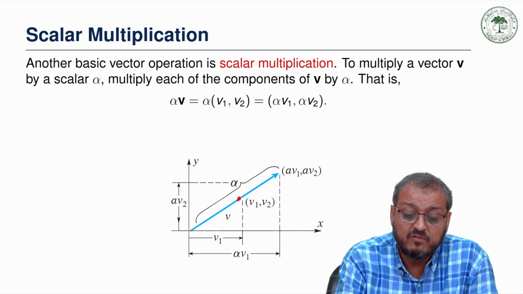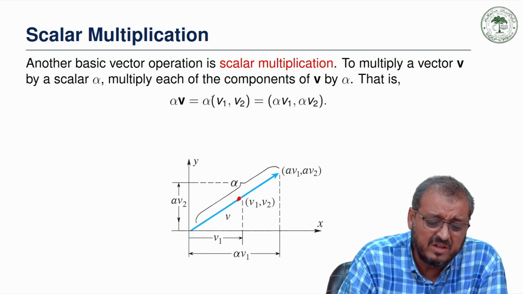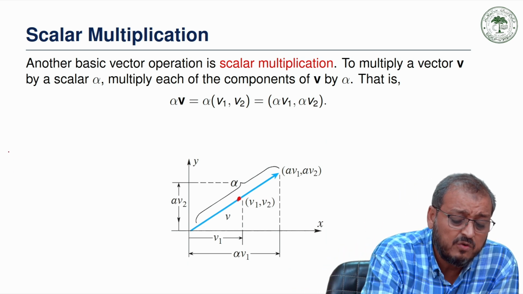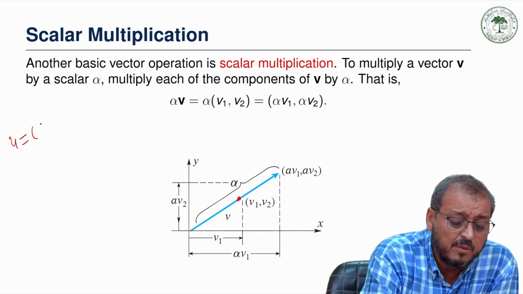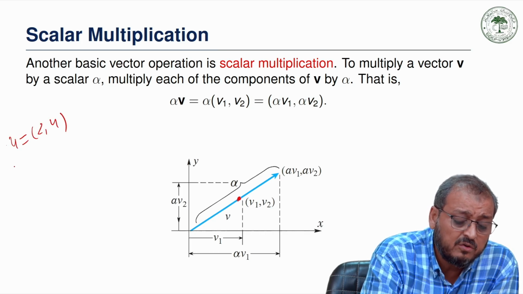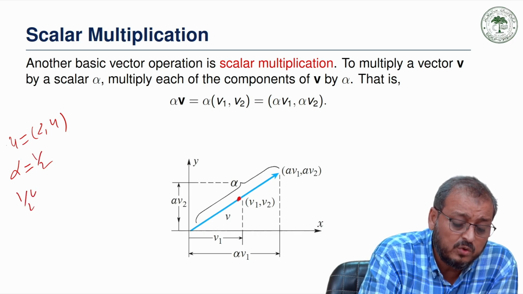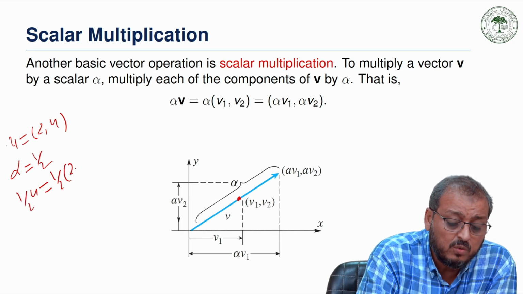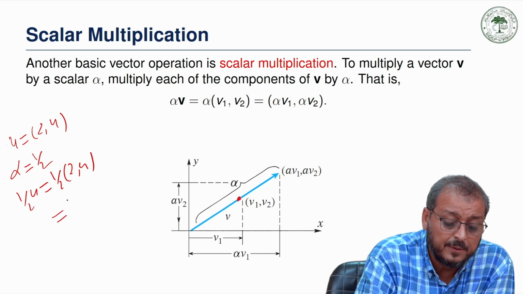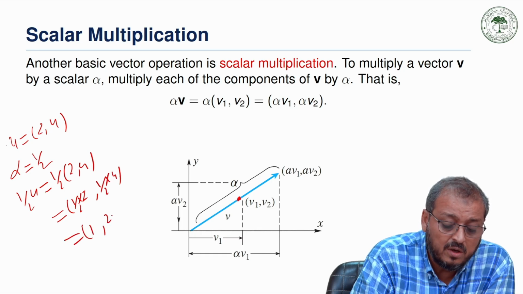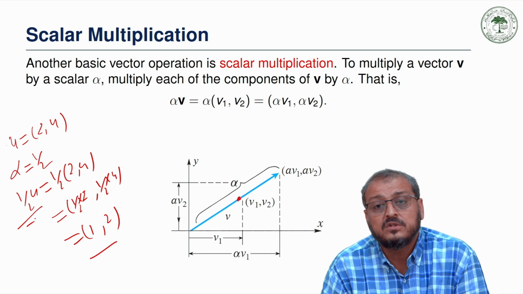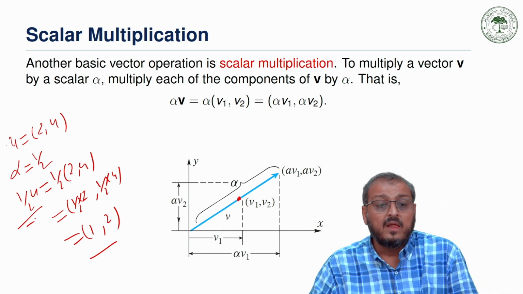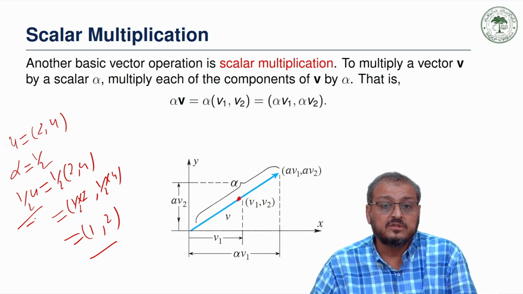Let us take a very simple example. If u is equal to 2, 4 and alpha is equal to 1 by 2, then 1 by 2 times u is equal to 1 by 2 times 2, 4, which is 1 by 2 into 2 and 1 by 2 into 4, and this is equal to 1, 2.